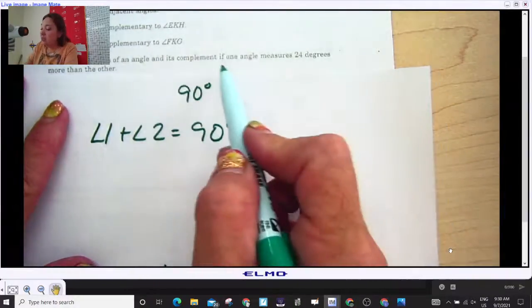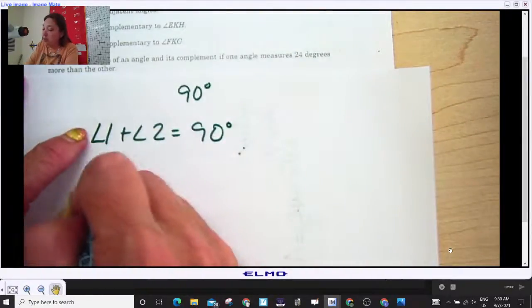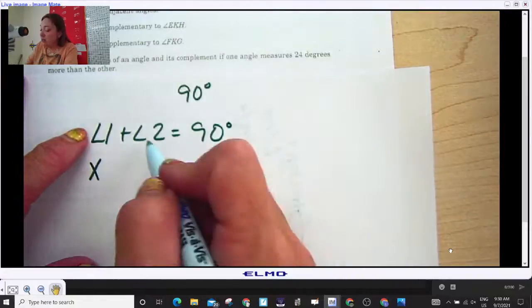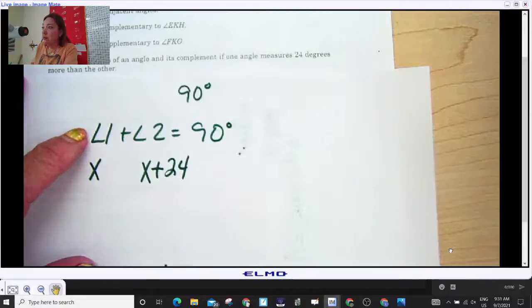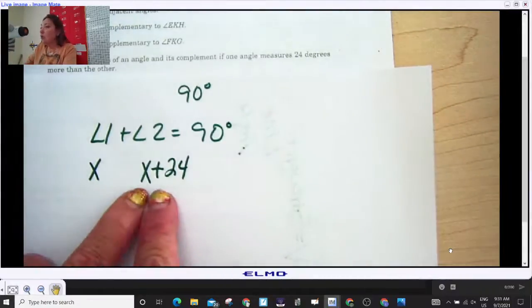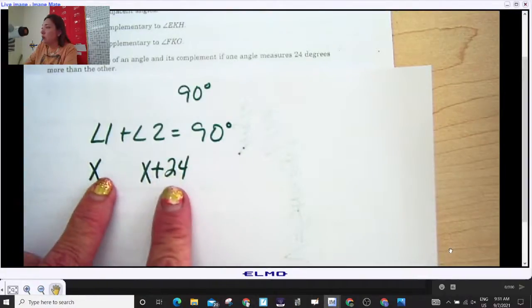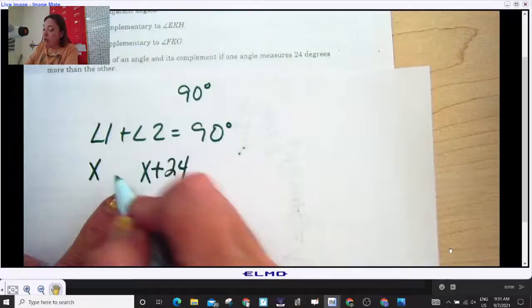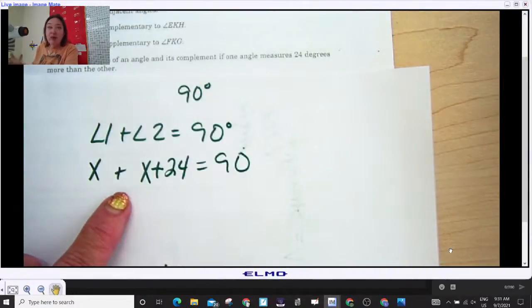Now, when it says if one angle measures 24 degrees more than the other, we're going to take one of them and call it x. And we're going to take the other one and call it x plus 24, because they tell us one angle is 24 degrees more than the other. So if one of them is x, the other one has to be x plus 24. Y'all see how that works? If we add these together, what are we going to get? 90. Now, can we solve this?